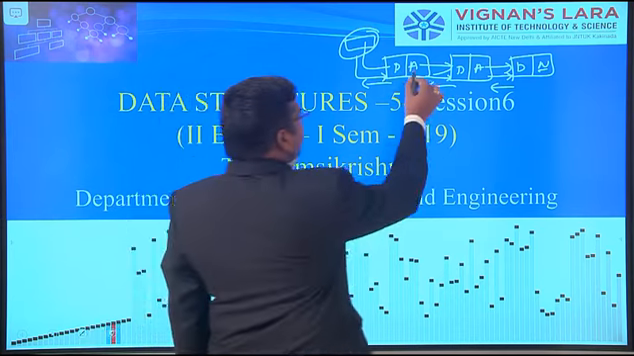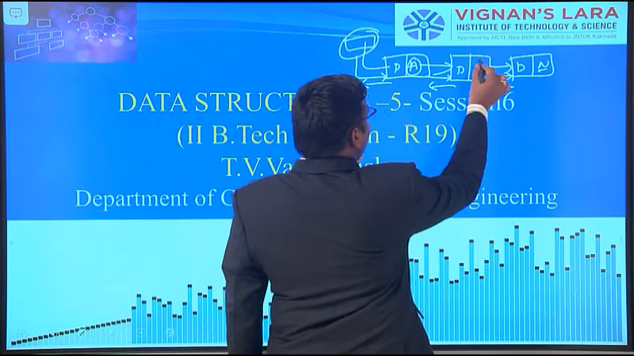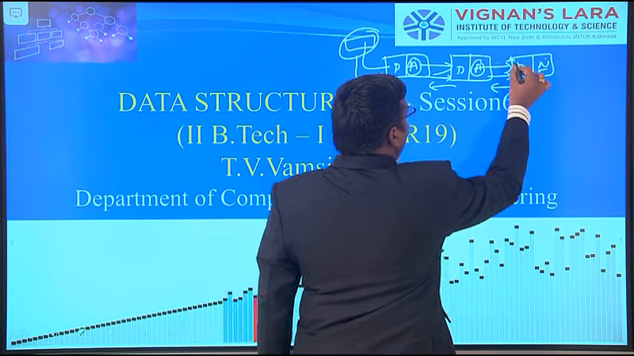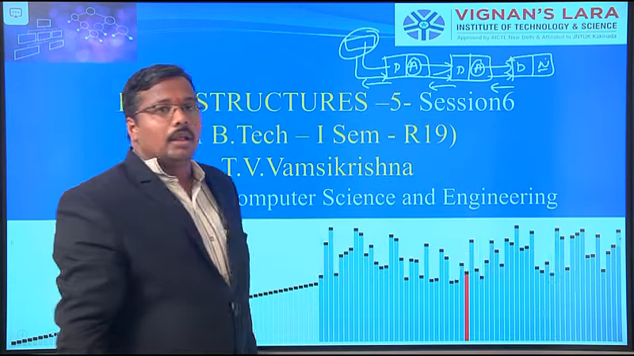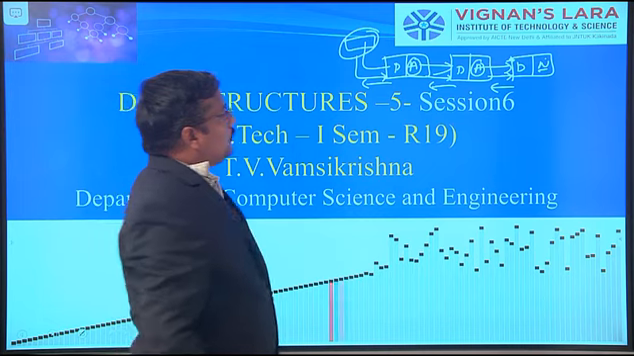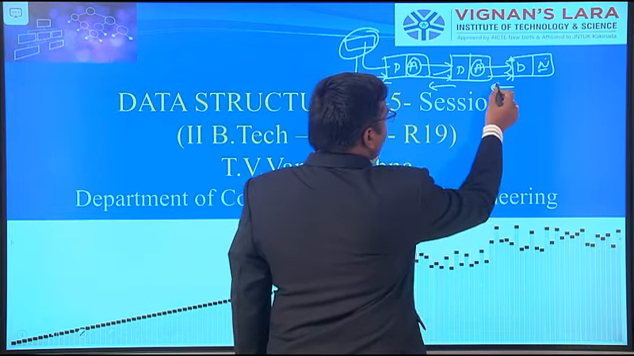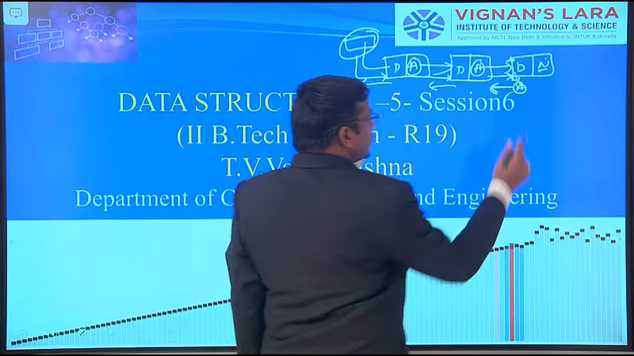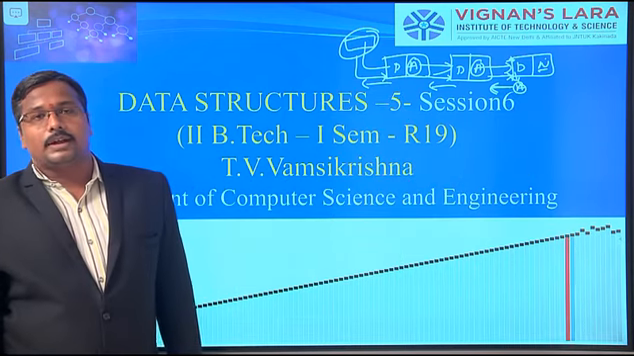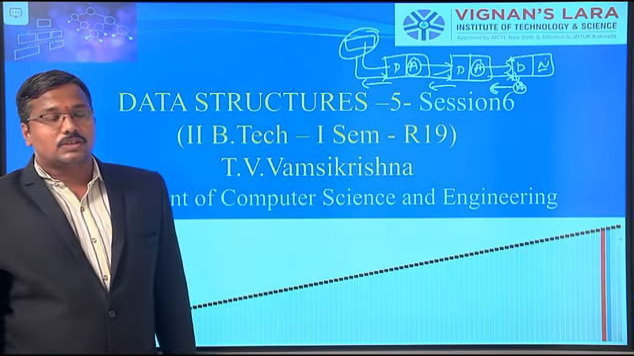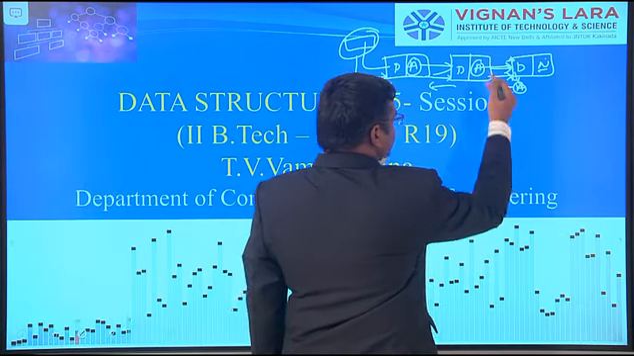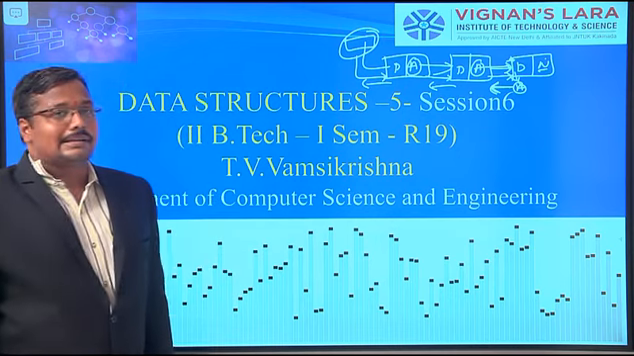Here each and every time we are pointing to only one address. Based on the address, we navigate to the address of the next node. When we want to go backward, we need to implement one more pointer. So this is one link, this is another link. This is called a double linked list.